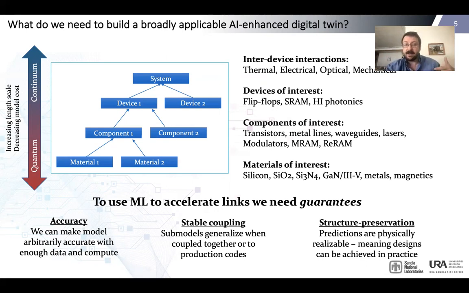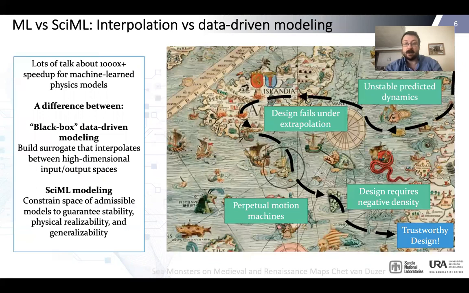And if this is meant to be a digital twin to help us achieve a design, right, it needs to predict a design that's physically realizable in practice, right? We can actually fabricate it.